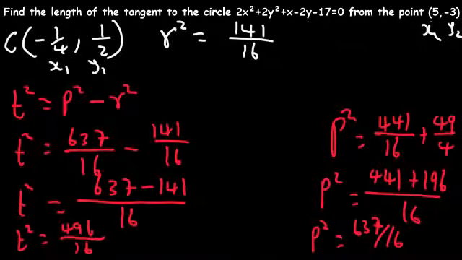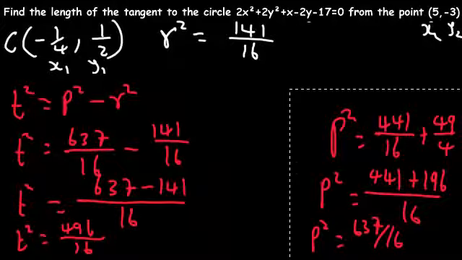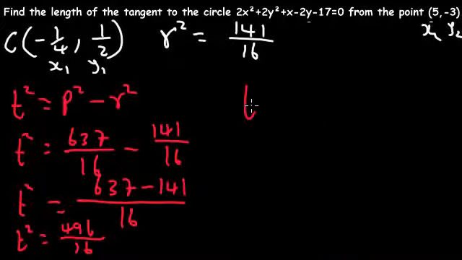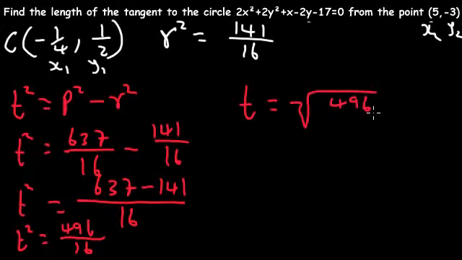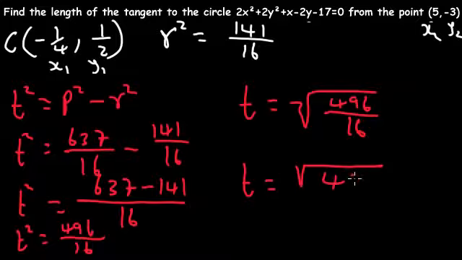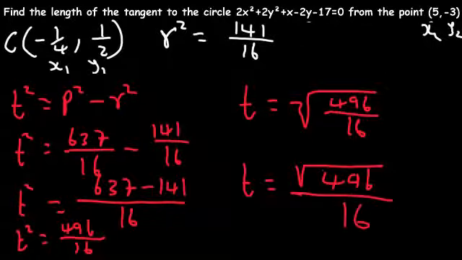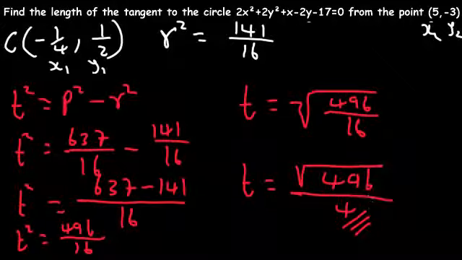So at this point, the goal is to find the roots of both sides. Eventually, the length of the tangent to this circle from this point is simply equal to the root of 496 over 16. And that is our final answer. If you want, you can let the root affect 16 and have it be the root of 496 over 4 this time around, since the root of 16 is 4. So that's it. And that's how to easily find the length of the tangent to a circle from an external point.